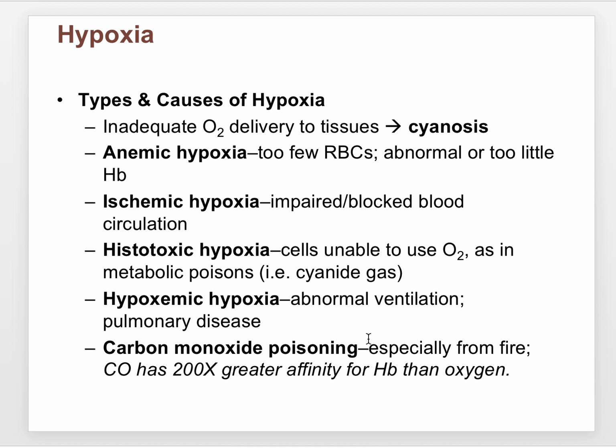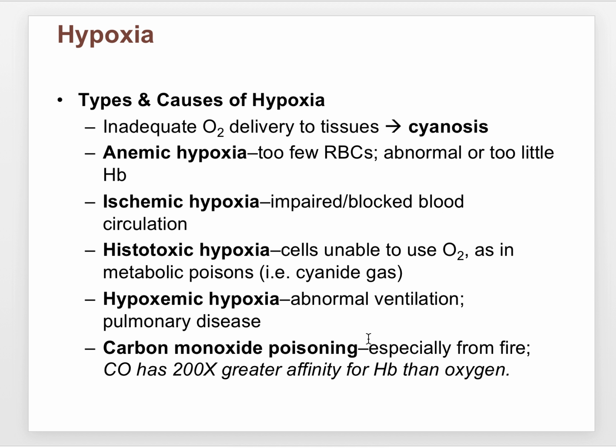Hypoxia is an inadequate delivery of oxygen to the tissues, and there are several things that can cause hypoxia. There's anemic hypoxia. That's basically due to having too few red blood cells. Too few red blood cells mean you have little capacity to transport hemoglobin and therefore oxygen. Ischemic hypoxia is if you have impaired blood circulation, so the blood can't flow to the lungs, for example. That would give you an ischemic hypoxia.